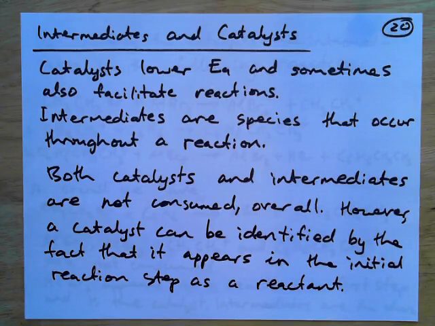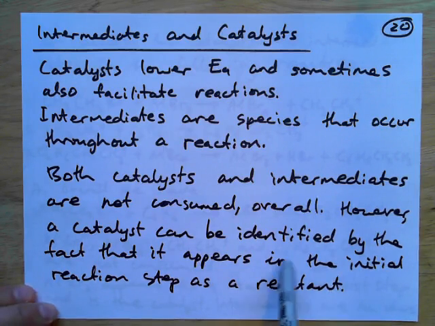So theoretically, if you use 5 grams of catalyst in a certain reaction, after that reaction is completed, you should still have your 5 grams of catalyst. Okay, intermediates are the same, you just don't add them at the start. So that's how we distinguish between them.